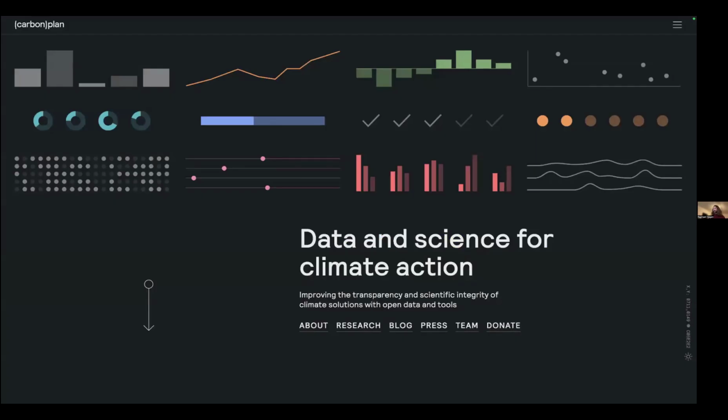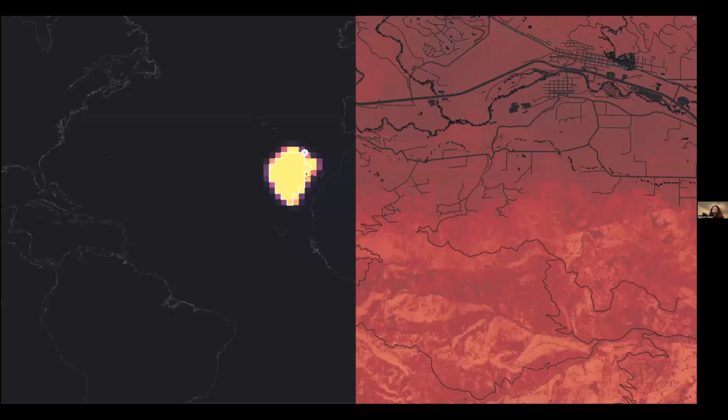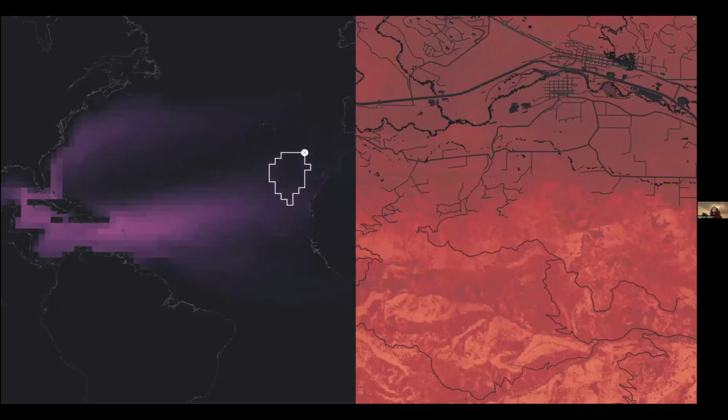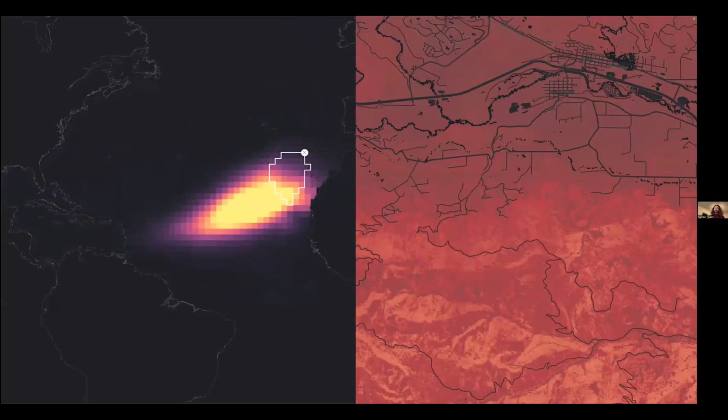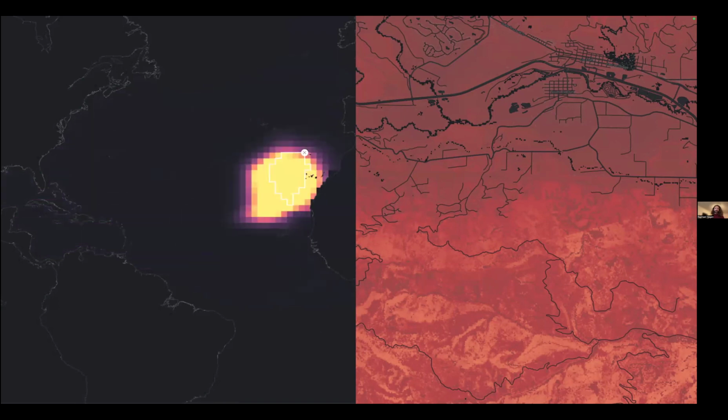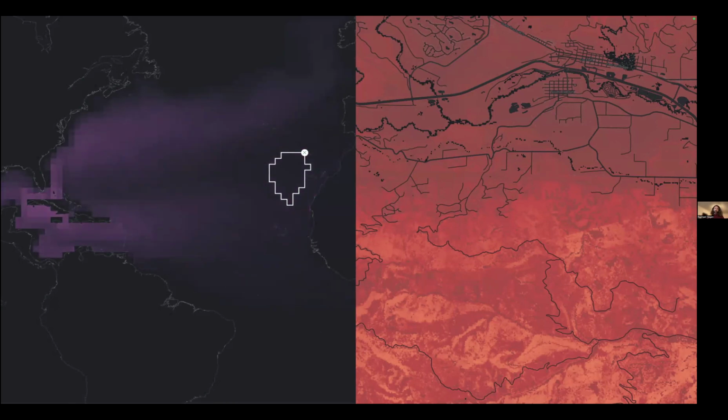So a little bit of background. I work at Carbon, which is a small nonprofit that works to improve the transparency and scientific integrity of climate solutions through open data and tools. A lot of the work we do at Carbon involves gridded climate models and climate data, in this Zarr Xarray ecosystem. And a lot of it we put on the web through Carbon maps.